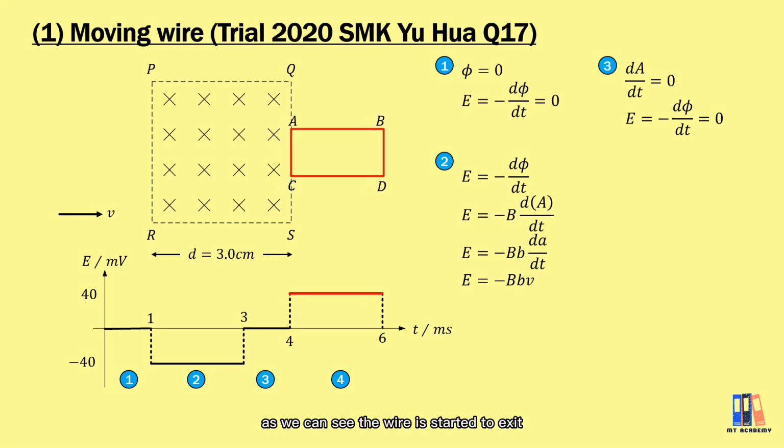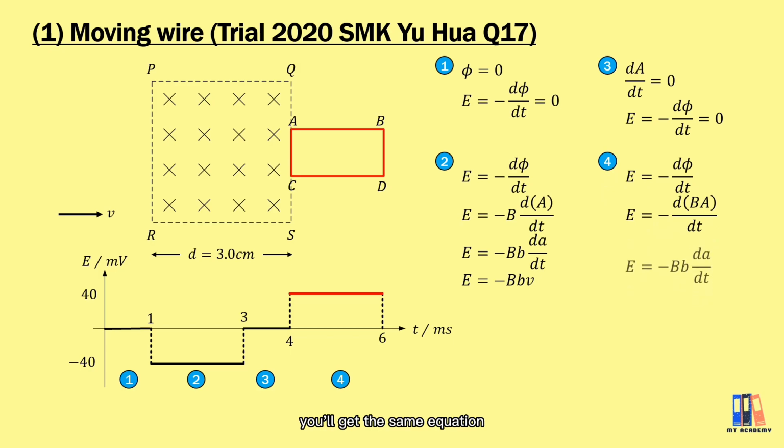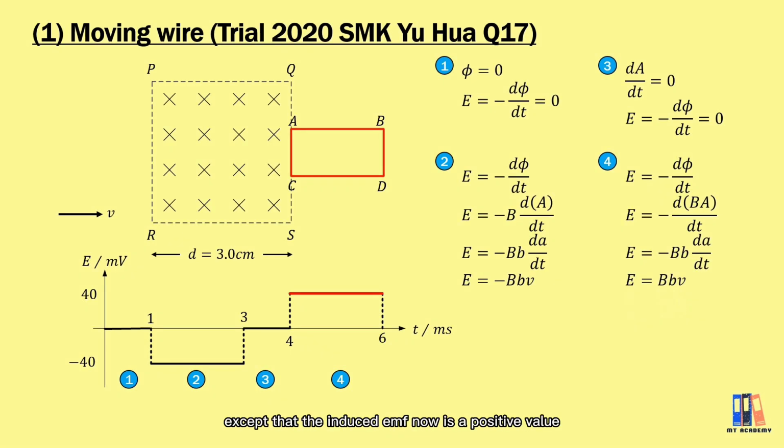As you can see, the wire starts to exit the magnetic field region. There will be a decrease in the magnetic flux linkage. This would cause an EMF to be induced in the conductor to increase the magnetic flux linkage. If we repeat the derivation, you will get the same equation as in the second section, except that the induced EMF now is a positive value, since the rate of change of magnetic flux is a negative value, which means the magnetic flux linkage is decreasing.